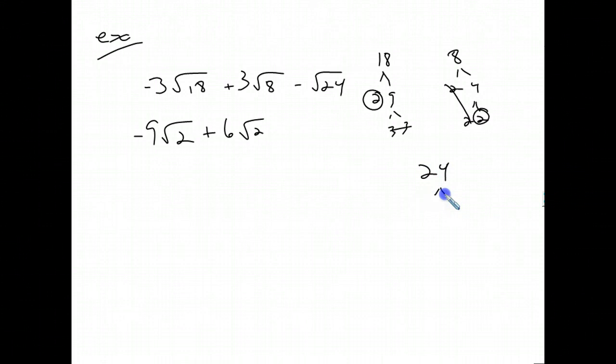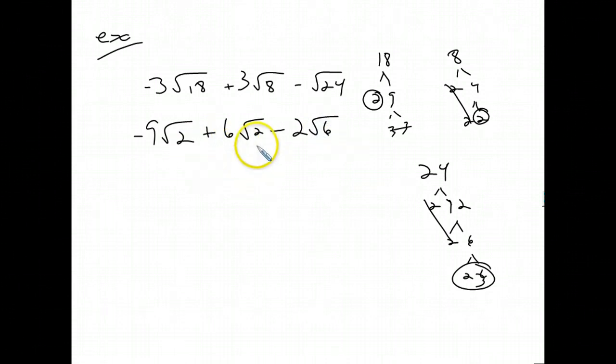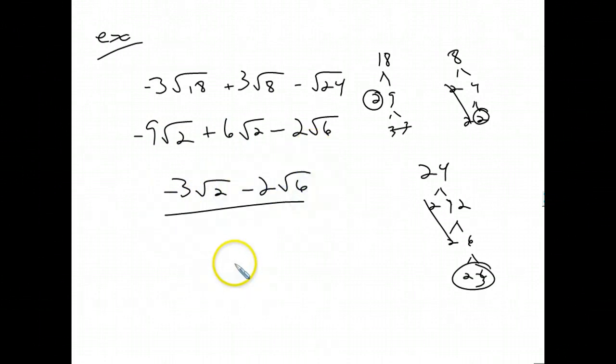For 24, it's 2 times 12. 12 will break down to 2 times 6, which breaks down one more time to 2 times 3. So I have a pair of 2's that I can pull out of here. What I'm still left with is 2 times 3 though, which will be 6, so this will be 2 square root 6. Well, notice I don't have all 3 the same, but I do have 2 that are the same. So I can combine these 2, but this one will be kind of all by itself. So negative 9 plus 6 is negative 3 square root 2 minus the 2 square root 6, since I can't combine these 2 terms. That is our answer.